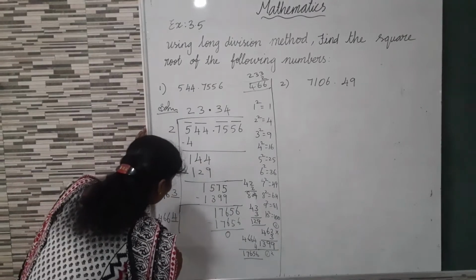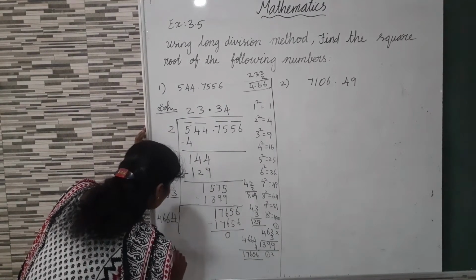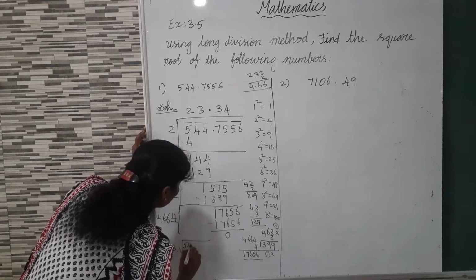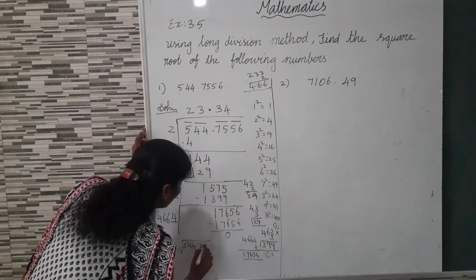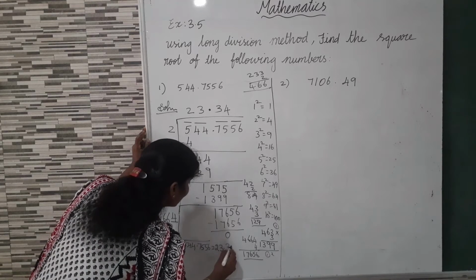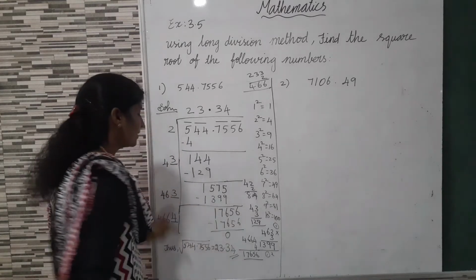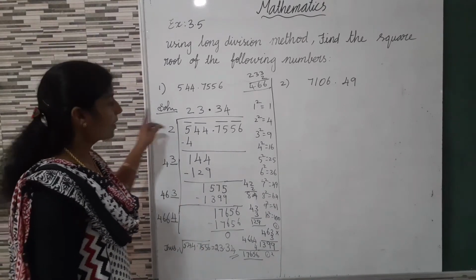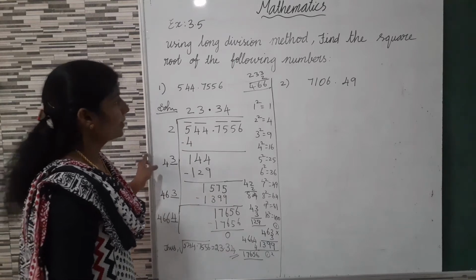Therefore we can write thus root of 544.7556 equal to 23.34 is the answer. 23.34 is the answer. Are you clear? Okay. Then one more question.